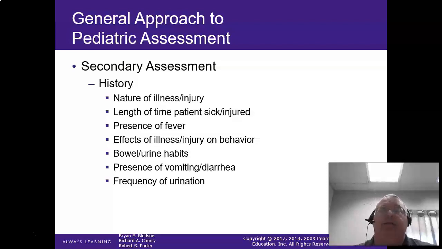All right. Again, nature of illness, injury, we want to get this on your secondary assessment. Again, this is your OPQRST essentially, okay? And your SAMPLE history, all right? Fevers, how many bowel or urine habits, or more importantly, how they have changed. Are they peeing like they're supposed to? Is there any vomiting, diarrhea, frequency of that urination? All of these things. How long has this child been sick?